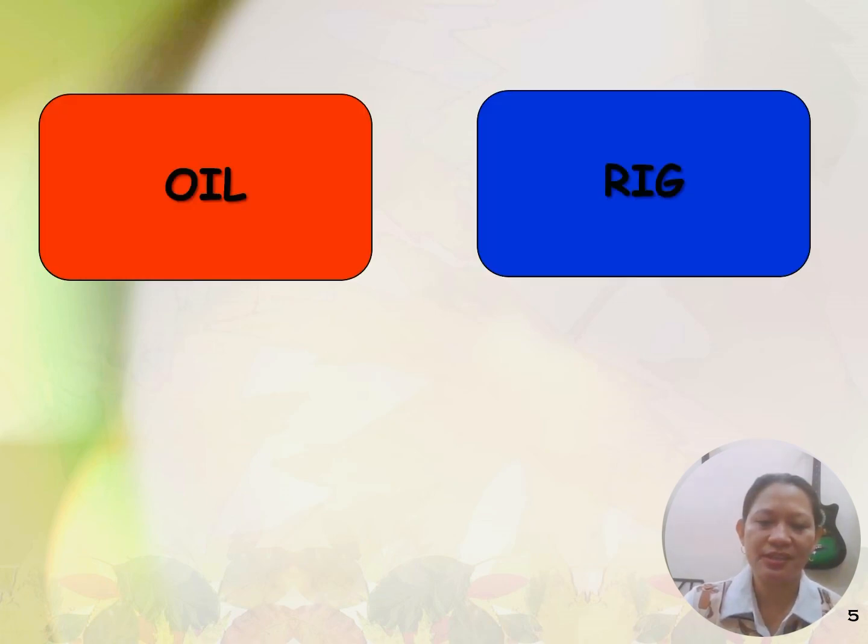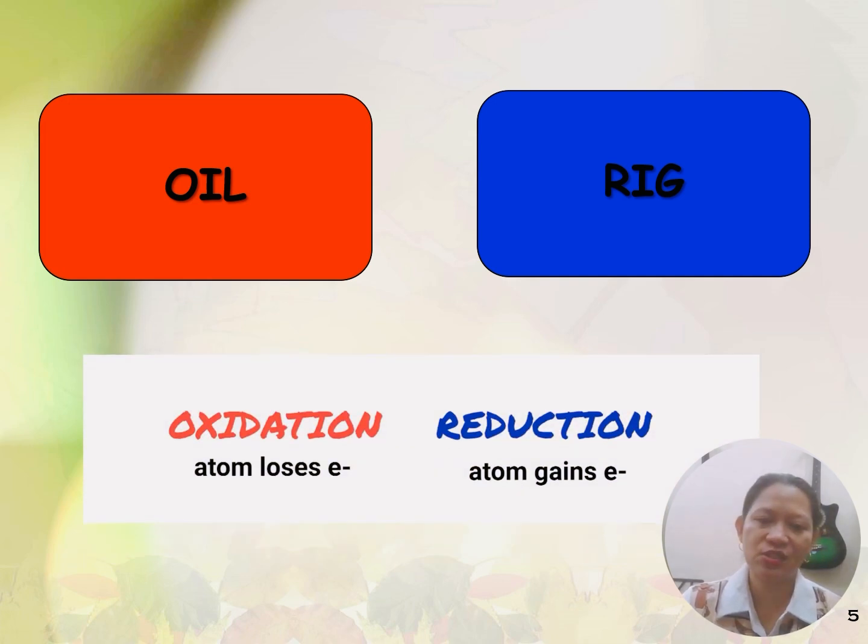To easily understand this, we have the mnemonic OIL RIG, wherein oxidation is loss of electrons and reduction is gain of electrons.